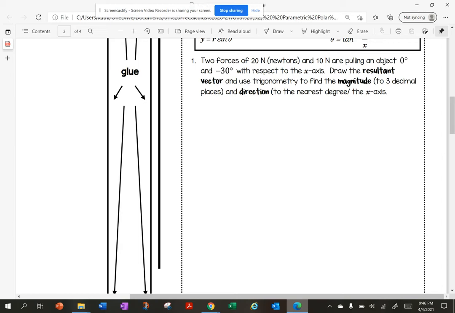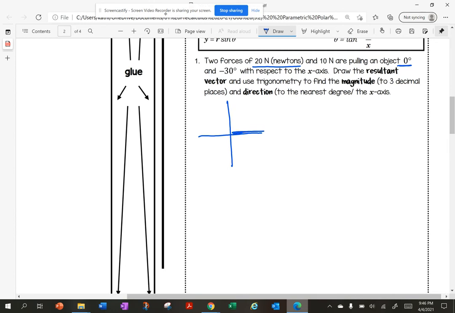So let's draw a diagram of this first to understand this. I have one force that is 20 newtons at 0 degrees, so we're working with the x-axis. So here's 20 newtons at 0 degrees and 10 newtons at minus 30 degrees.